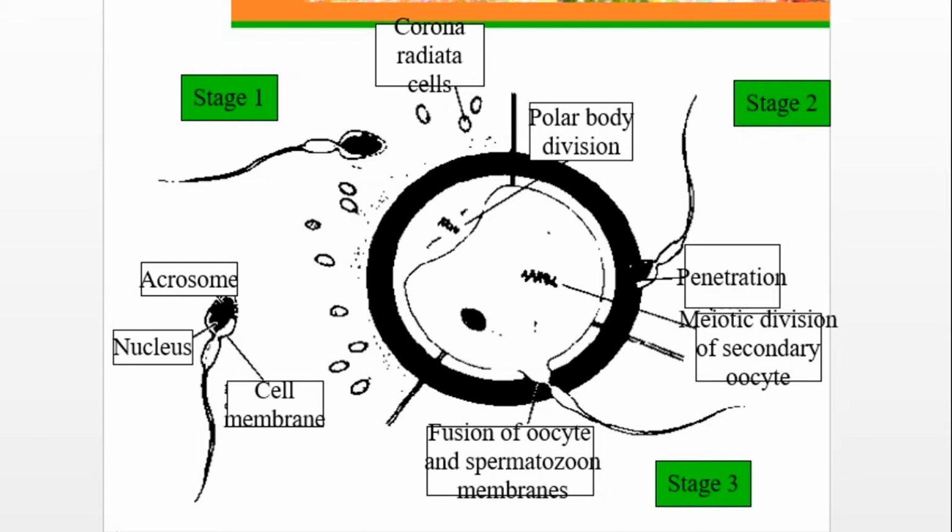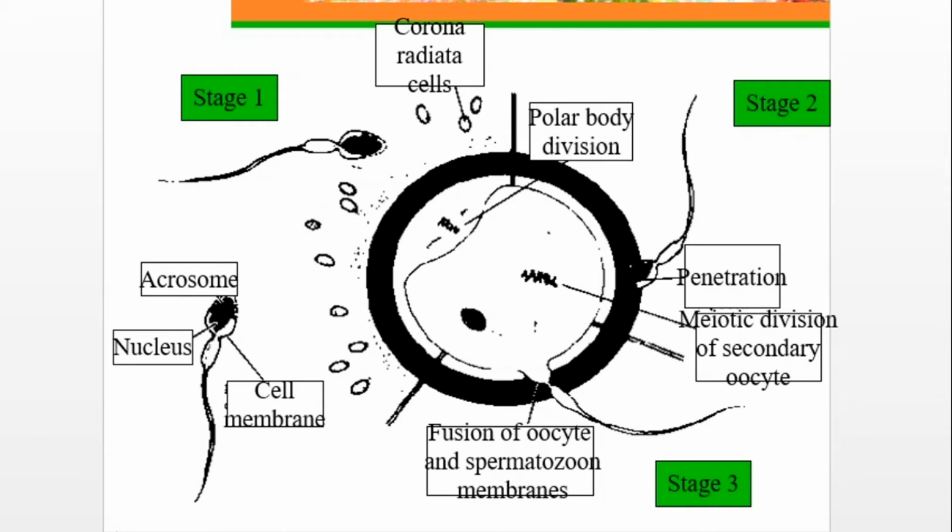So pay attention that during fertilization, the secondary oocyte finishes the second phase of meiosis and becomes the ovum. After the acrosomal reaction, the cortical reaction goes.